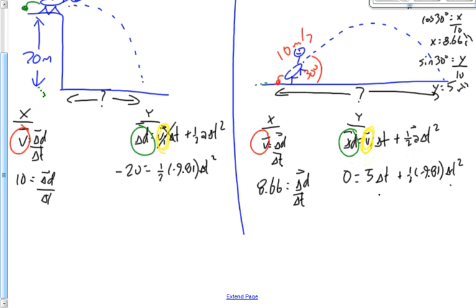Somebody asked, I think it was Haley a few minutes ago, could you ever have VI for the y component that wasn't 0? Here we go. How do you solve for t there? That's ugly. Okay? You don't actually have to use the quadratic equation here. No, you can simplify this.